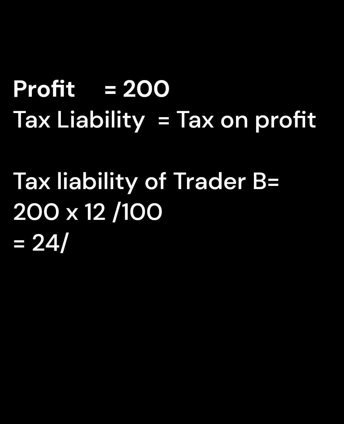So in one step, if you want, you can calculate it, because if they are asking just to calculate the output tax or tax liability for trader B, you can just calculate 12% GST on the profit. So that is also 24.